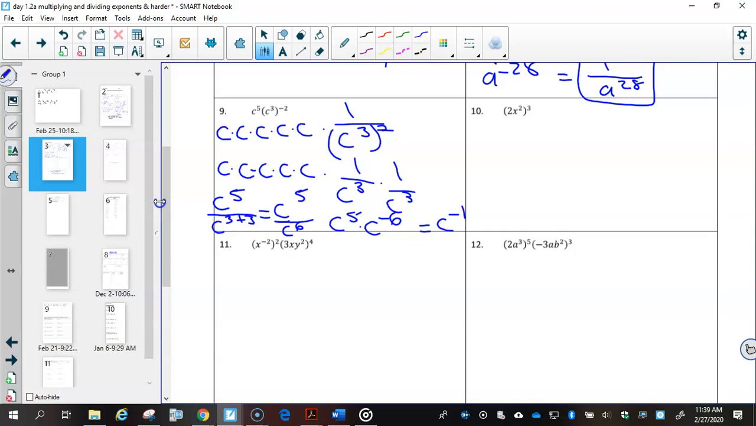C to the negative 1, can we leave that like that? No. So what would our final answer be? 1 over c to the first power or the c. Just c. You don't really need to write 1 over c to the first power.